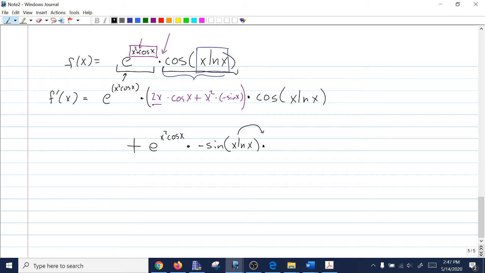Derivative of x log x is a product rule. This is something times something at its outsidemost level. Neither of those things is a constant. I can't use a constant multiple rule here. Derivative of x log x will be product rule.